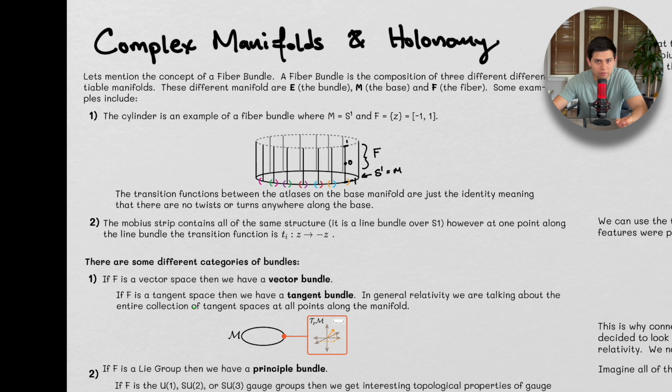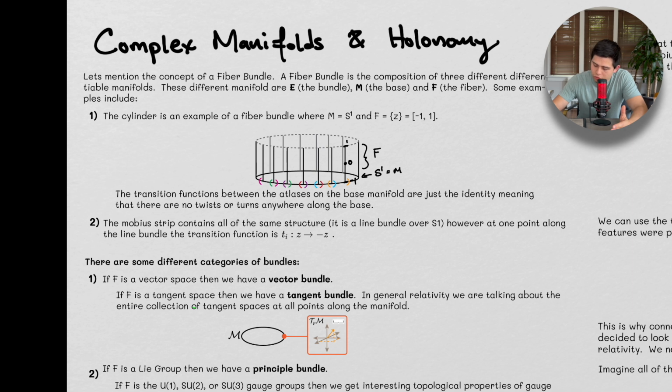least to some level. Okay, so we're going to start off by considering three different types of manifolds: the E manifold, an M manifold, and an F manifold, and all of these are linked together in some way. The E manifold is called the bundle, the M manifold is called the base, and the F manifold is called the fiber. Now let's take some examples of this, and this will really help us solidify our understanding of what a bundle is. Really, a fiber bundle is a manifold embedded inside of another manifold.